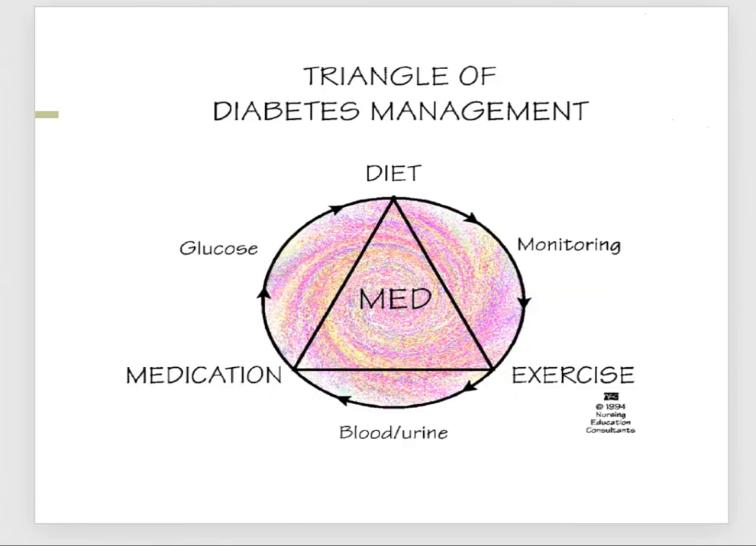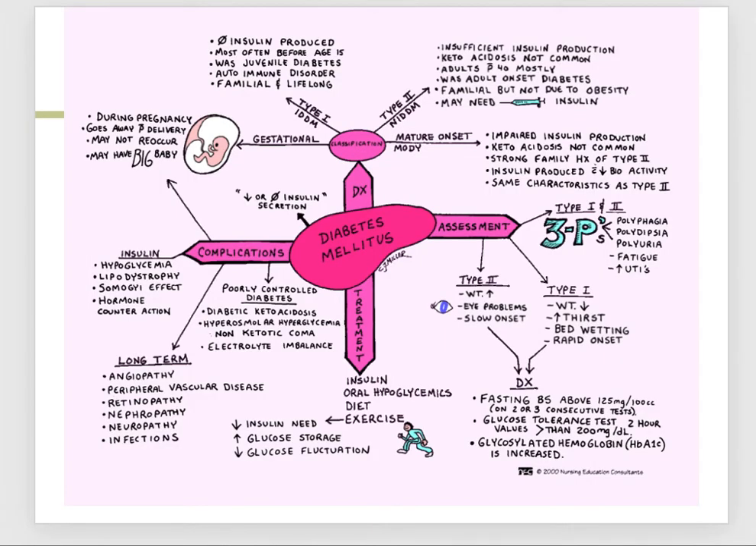So the triangle of diabetes management are, again, the things we're talking about: diet, exercise, medication. What is their glucose? Are they monitoring what's going on in their urine? Is there any ketones? It is a very complex disease.